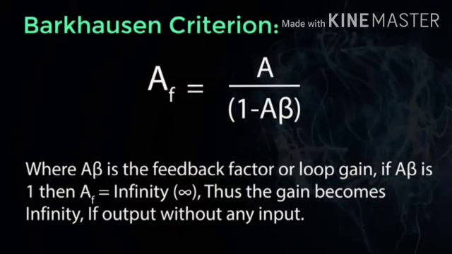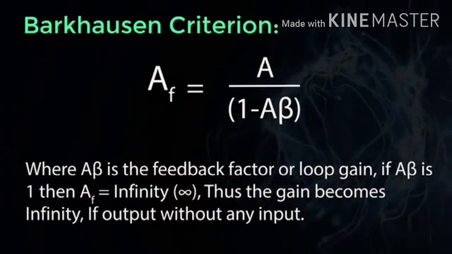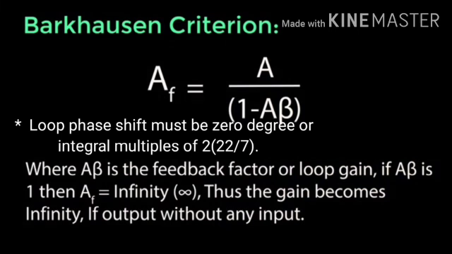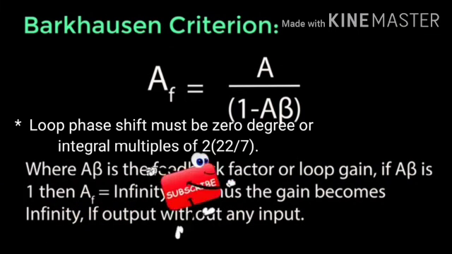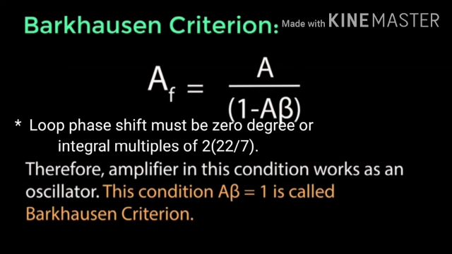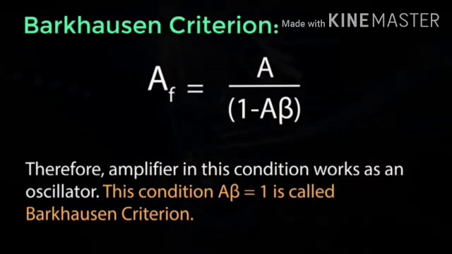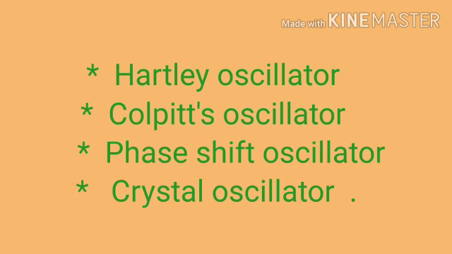A beta is the feedback factor or loop gain. If A beta is 1, then the gain with feedback A_f is equal to infinity. Thus, the gain becomes infinity, so we are getting the output without any input. Therefore, the amplifier in this condition works as an oscillator. This condition is called the Barkhausen criterion. The loop phase shift must be 0 degrees or an integral multiple of 2 pi, and A beta is equal to 1. Here A is the voltage gain of the amplifier, beta is the feedback ratio.